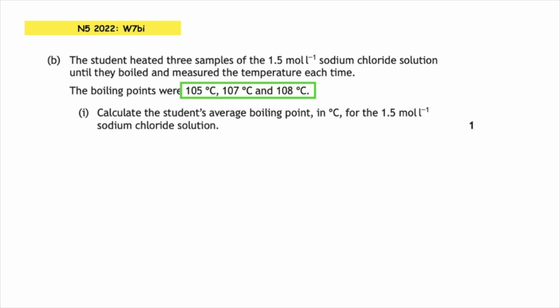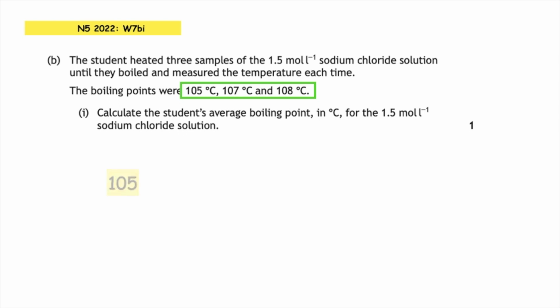The student heated 3 samples of 1.5 mole per litre sodium chloride solution until they boiled and measured the temperature each time. The boiling points were 105, 107 and 108 degrees Celsius. Calculate the student's average boiling point in degrees Celsius for the 1.5 mole per litre sodium chloride solution.